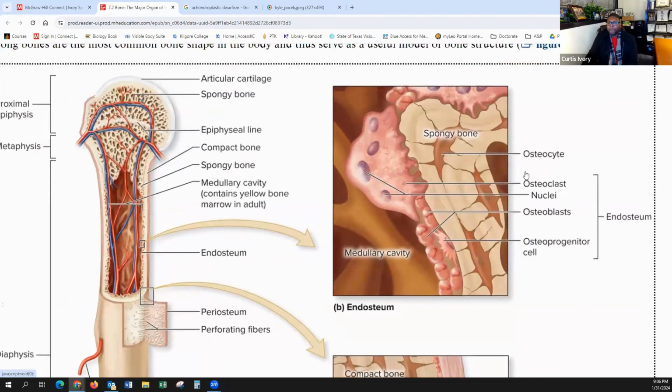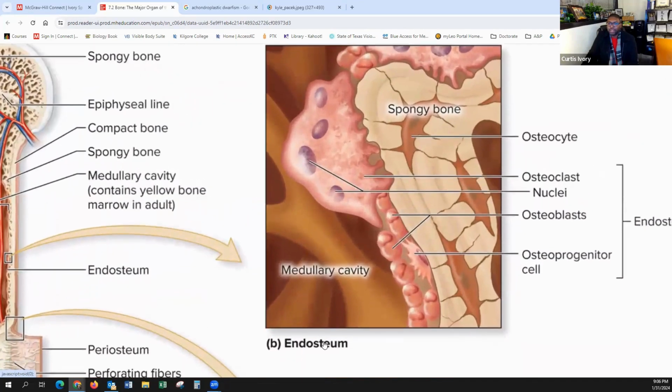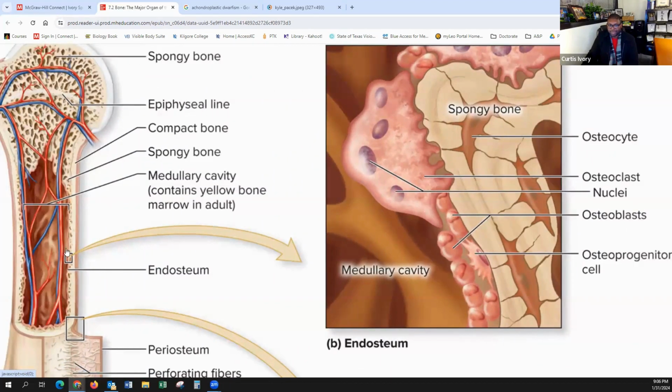If we get a little bit more in depth, we have what's called the endosteum. If we look at that prefix, endo means inside, and osteum is referring to the bone. So this is referring to the inside of bone, which we're looking at right here as the compact portion of the bone. And they even give us a zoom out. So it's looking at this portion right here, which is the endosteum, the inner portion of the bone.